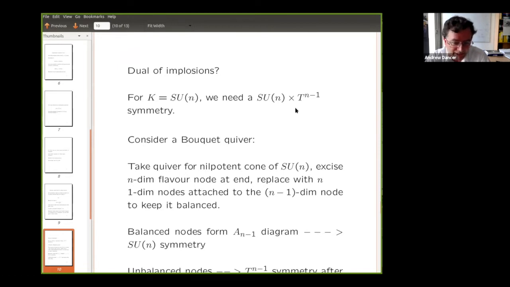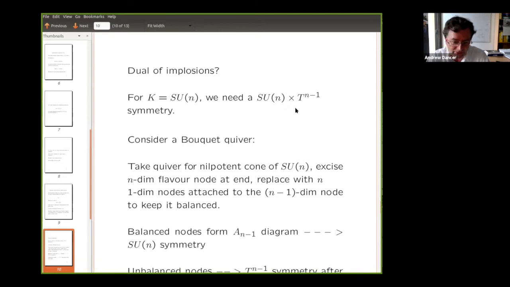So how do we rebalance it? Well, we could replace the n-dimensional flavor node with a bouquet of n one-dimensional nodes emanating from that. So we have essentially a chain of length n-1, and then at the end, out of the n-1 dimensional node, n one-dimensional nodes attached to that by legs. Okay, so that would keep it balanced. So the balanced nodes are now the same as they were before.